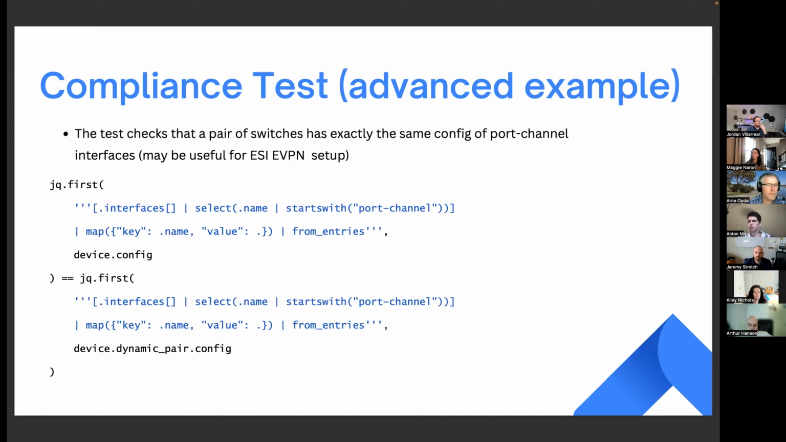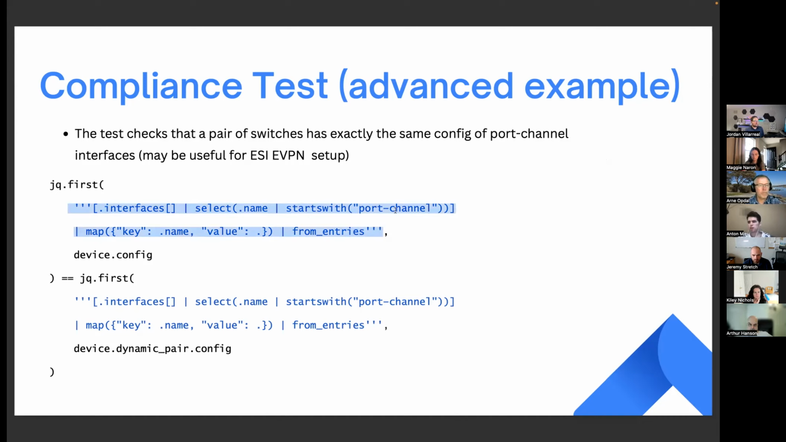This example intends that our devices are broken up into pairs. Inside Validity, I call this approach dynamic pairs. You may leverage this pattern when you want to compare two devices between each other. In this example, we are going to compare the configuration of all port-channel interfaces between a device and its dynamic pair. To do this, we use this JQ expression, this one.